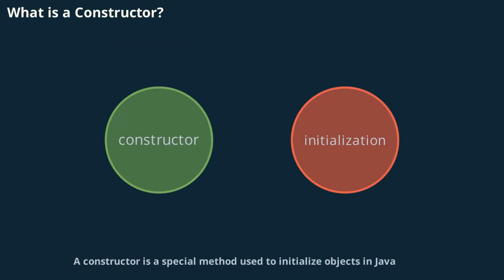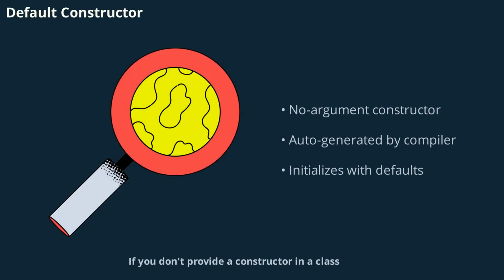A constructor is a special method used to initialize objects in Java. It's called when an object is created and has the same name as the class. Constructors set initial values for object attributes and prepare the object for use. If you don't provide a constructor in a class, Java automatically generates a default constructor. This constructor has no arguments and performs no special operations, simply initializing the object with default values.